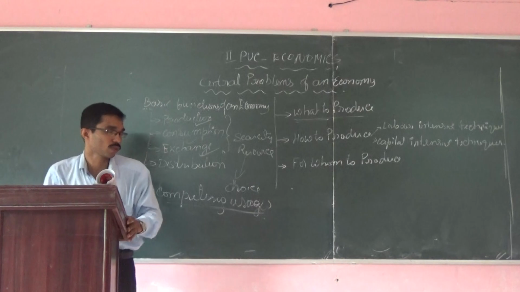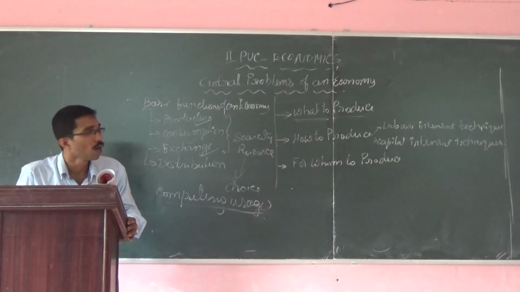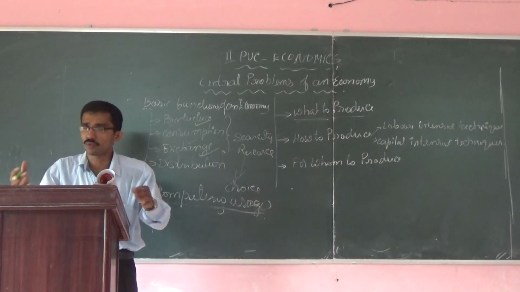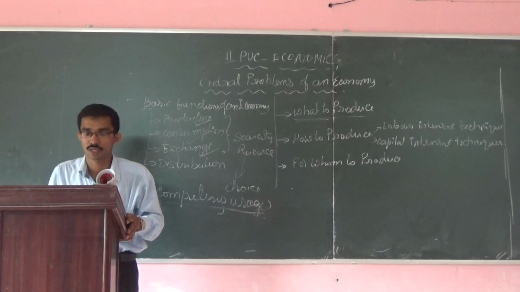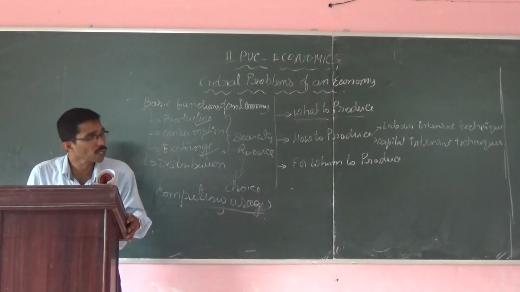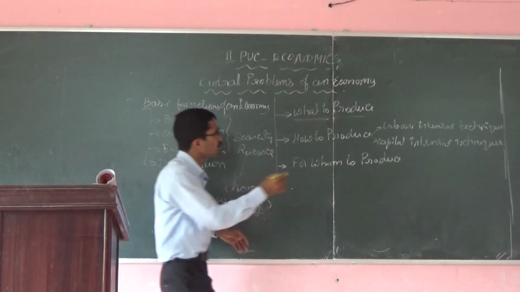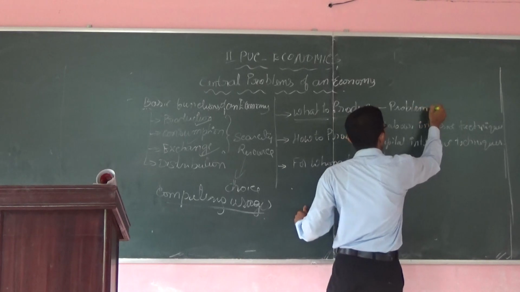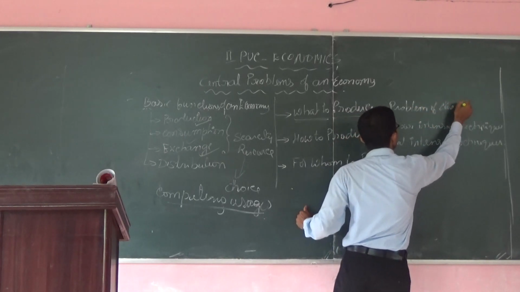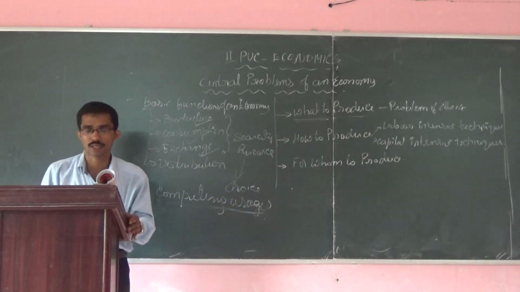This problem in the central economy is faced due to unlimited wants and the availability of scarce resources. This problem of what to produce is the problem of choice. It is like the problem of choice. ಆಯ್ಕೆಯ ಸಮಸ್ಯೆ ಅಂತ ಹೇಳ್ತೇವೆ ನಾವು.